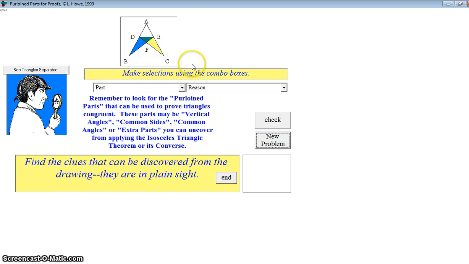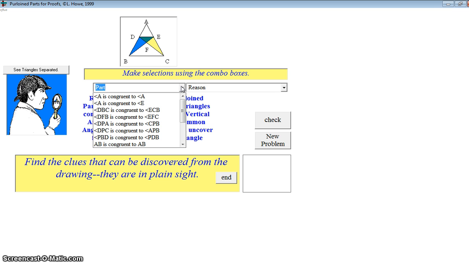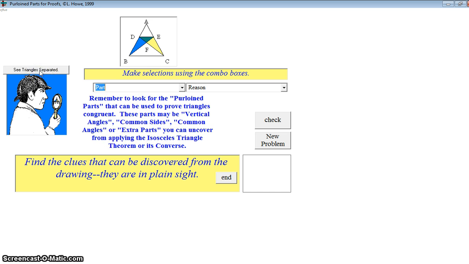These are the triangles you've been asked to identify, and you're looking for the purloined parts. What part do you think is hidden in plain sight here? You get to choose which one of these parts is going to be important to you. Angle A is congruent to angle A. That's really not important at all to proving that triangle DEB is congruent to triangle EDC. Let's take a look at the triangles separated using this link. So we're trying to prove that the blue triangle is congruent to the yellow triangle. This is very similar to one we did in class today.